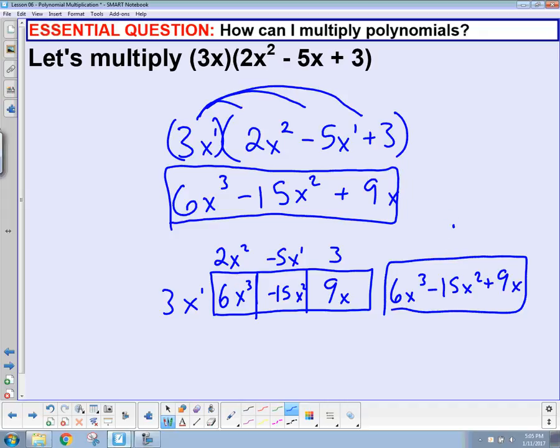Either method's going to work. A lot of students like the box method, especially when we start getting more complicated. And I'll show you why down the road. But I just wanted to break the ice for tomorrow.